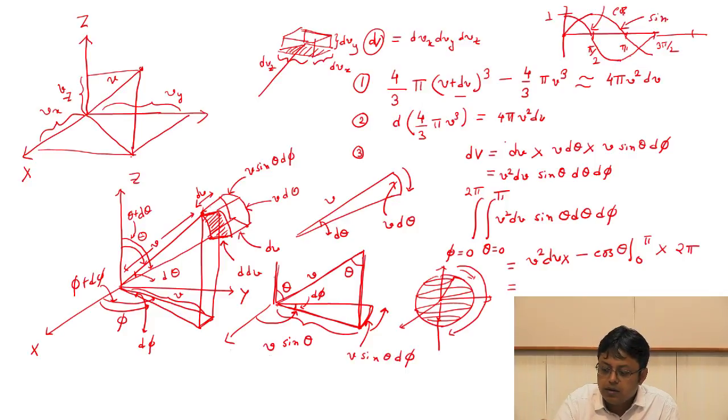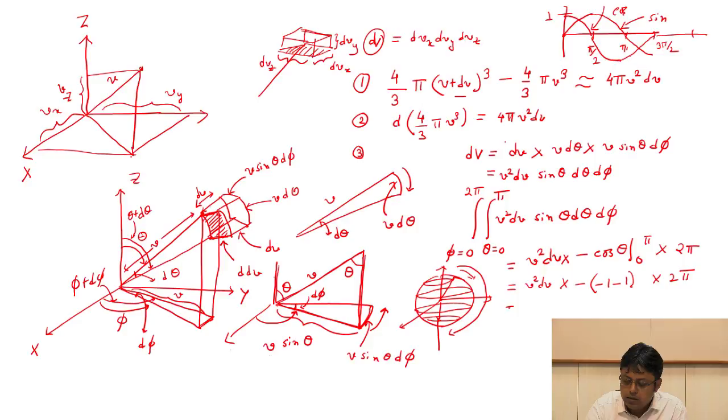Anyway, cos pi is nothing but minus 1. So this integration will be, with the minus sign, minus of minus 1 minus 1, because cos 0 is plus 1 but it is the lower limit of the integral. That gives me a factor of 2. And with that 2 pi, I'm writing 4 pi v squared dv, which is exactly the same value we get whichever way you do it.